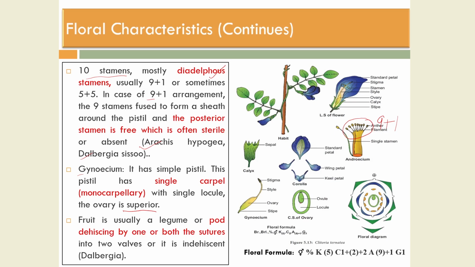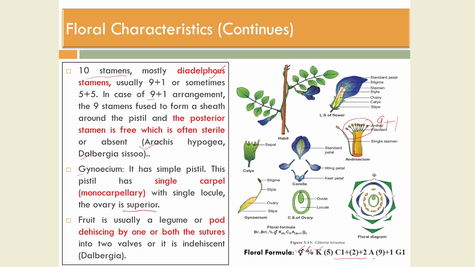So you can see the floral formula: the plants are bisexual, zygomorphic, and the calyx number is 5 and they are united. Corolla is also papilionaceous, 5 in number, arranged as 1 plus 2 plus 2. That means in the corolla, one is the standard, 2 are the wings and 2 are the keel, which are united at a single point.